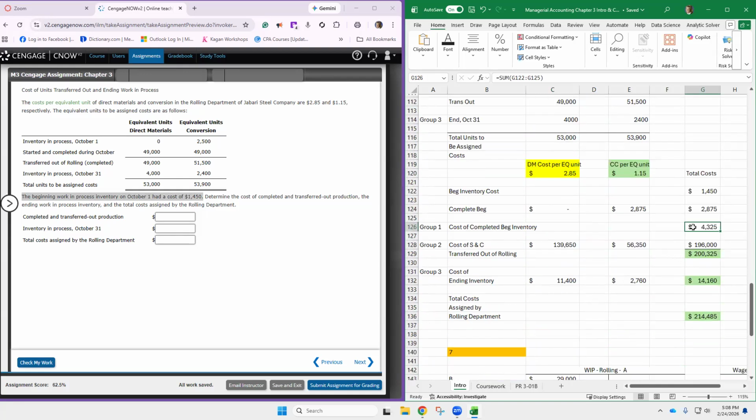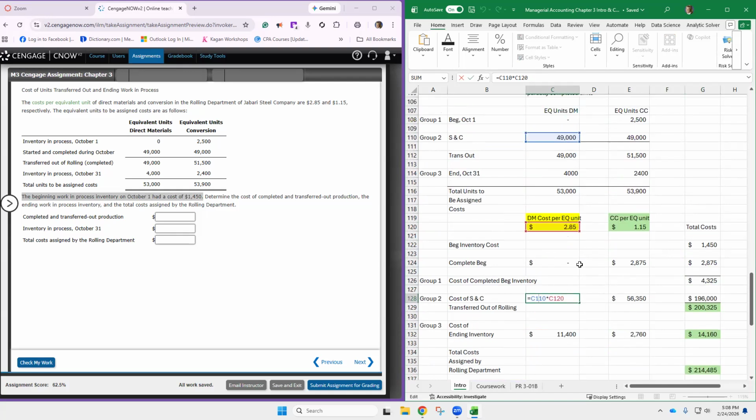This is how much to finish the beginning units. So they're complete and they will go out of the account along with our started and completed. Okay, so started and completed is up here. This is the cost of started and completed.